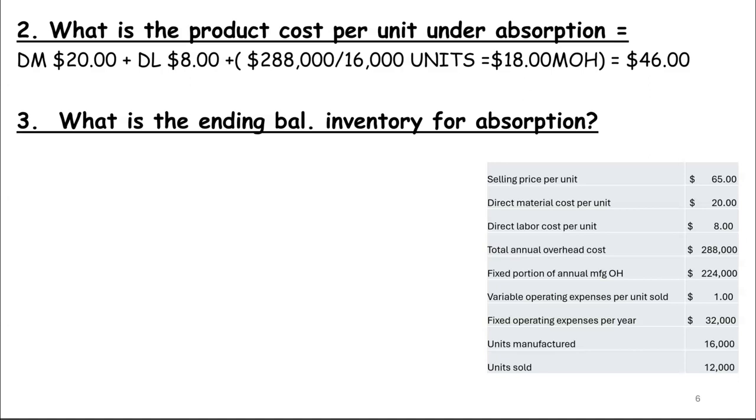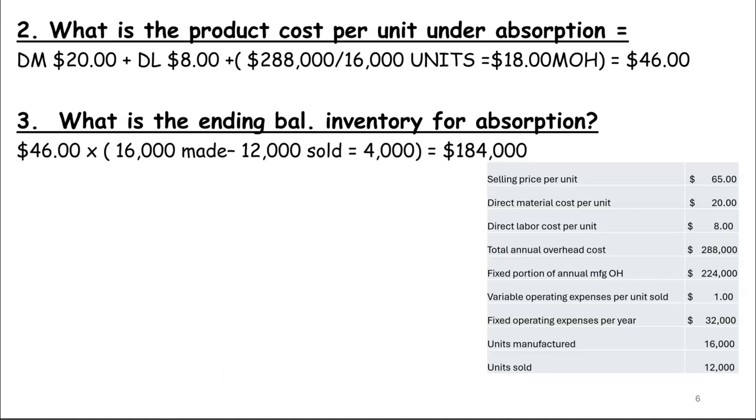What is the ending inventory balance for absorption? It's $46 times 16,000 made minus 12,000 sold. We have 4,000 units left, so we take $46 times 4,000. Get those numbers again; these are all provided for you in the problem. The first thing you always need to do whenever you're working a problem is figure out what information you need to use. And do not get confused with the made versus sold.